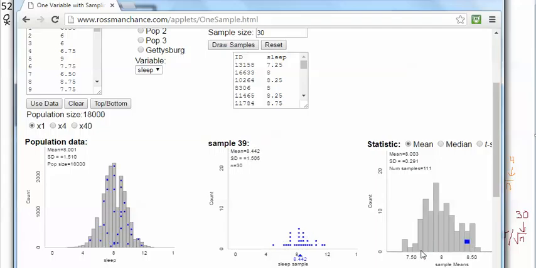Down here, this is about 7.7 or 7.6. Here's one group of 30 that has a mean of 7.6. Here's a different group of 30 that has a mean of 7.6, and here's another group of 30 that has a mean of 7.6.